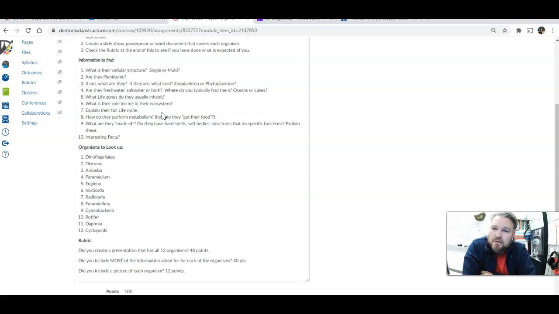What are they made of? So this one is kind of structural. How are they made? Do they have spikes? Do they have something that helps them swim? Do they have something that helps them eat? Do they have something that helps them gather sunlight? What do they have that makes them able to survive in the life zone that they're in?